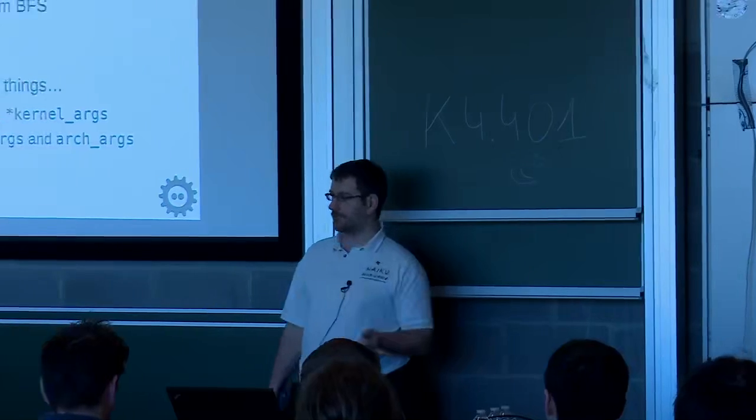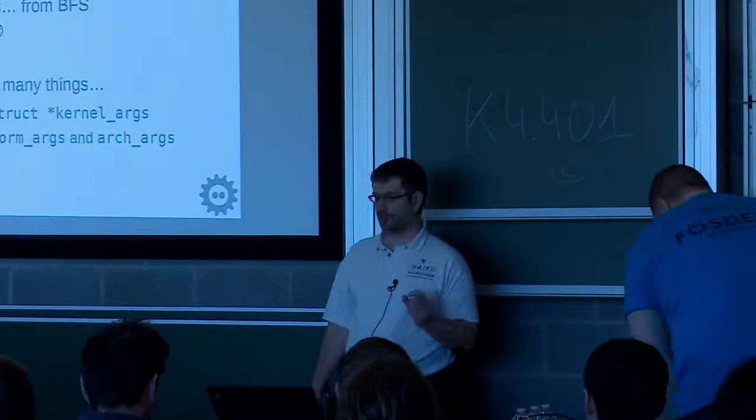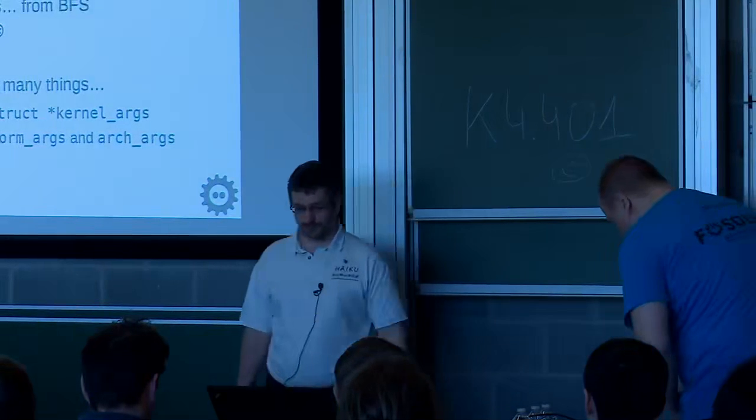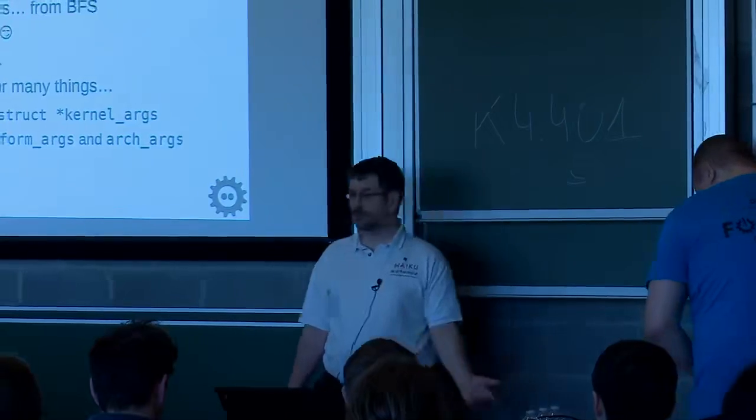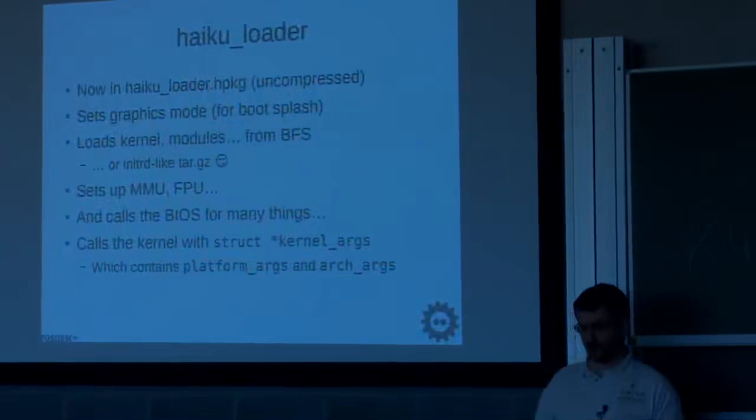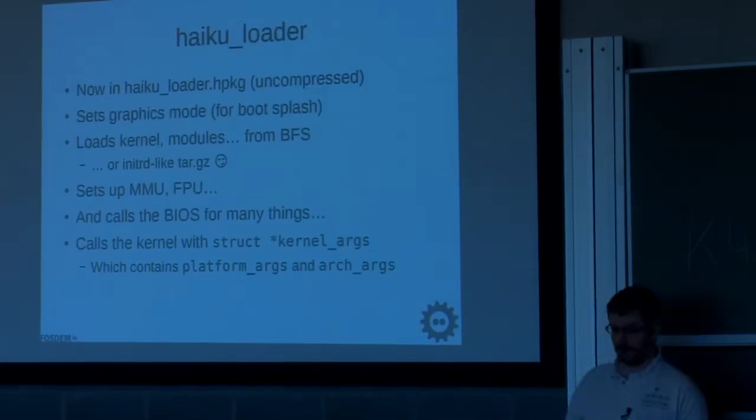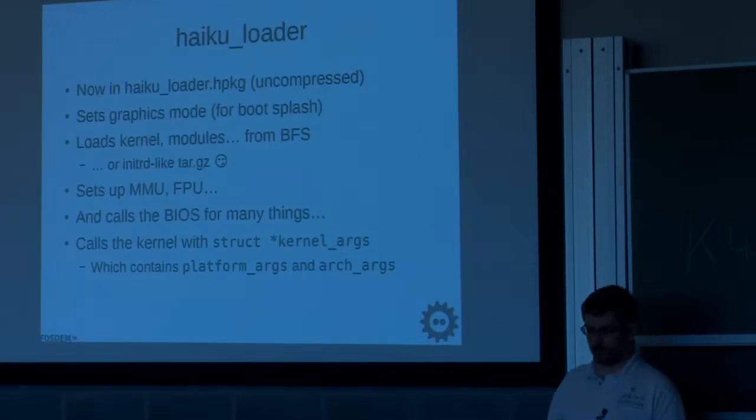So it's not unlike NetBSD or FreeBSD, if you know them. It just has a visual menu with the boot options. The Haiku loader, which is now its own package because Haiku now uses packages, is a bit special because the first sector doesn't know how to decompress, so it's not compressed. The Haiku loader sets the graphic mode because we want to be nice to the user and show a nice splash screen. It loads the kernel and the modules from BFS, which is our own file system. And eventually it can load from a floppy, so we can fake an initrd thingy.